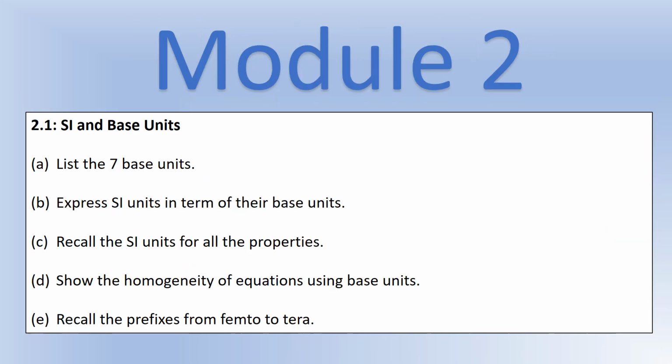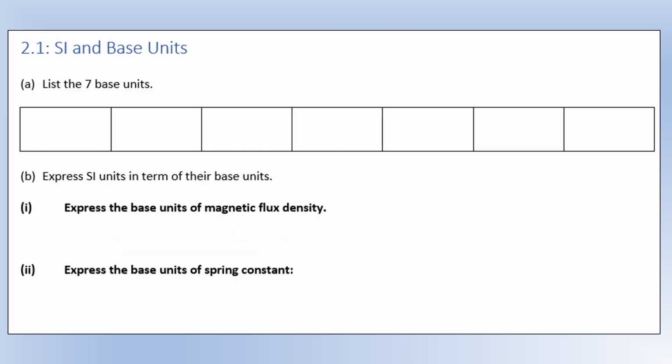We're going to start off looking at Module 2, looking at units, and then we'll progress on to Module 3, looking at mechanics. These are the things the specification says that you should be able to do in terms of SI and base units. What I'd like you to do is, on the template, have a go and see if you can complete section 2.1, SI and base units, or do as much as you possibly can. Then we'll take a look through that section.